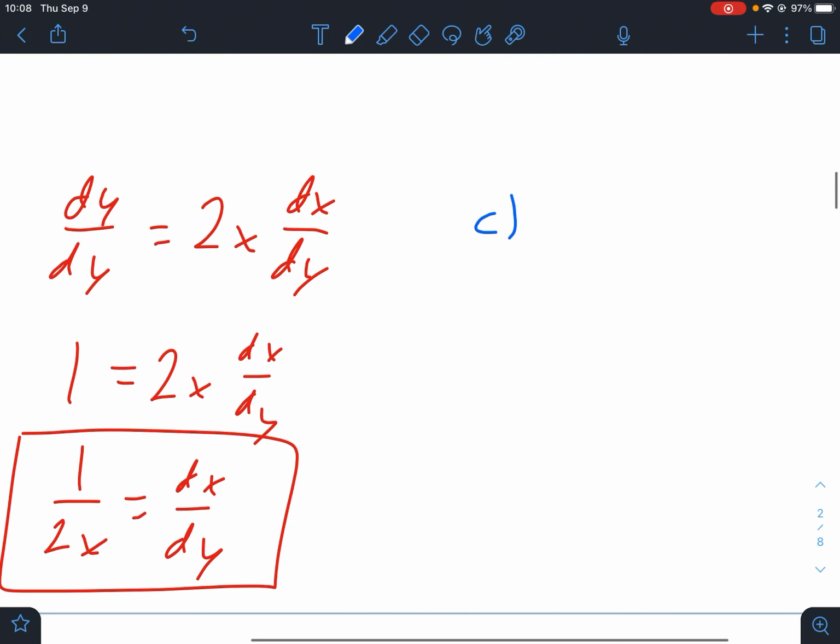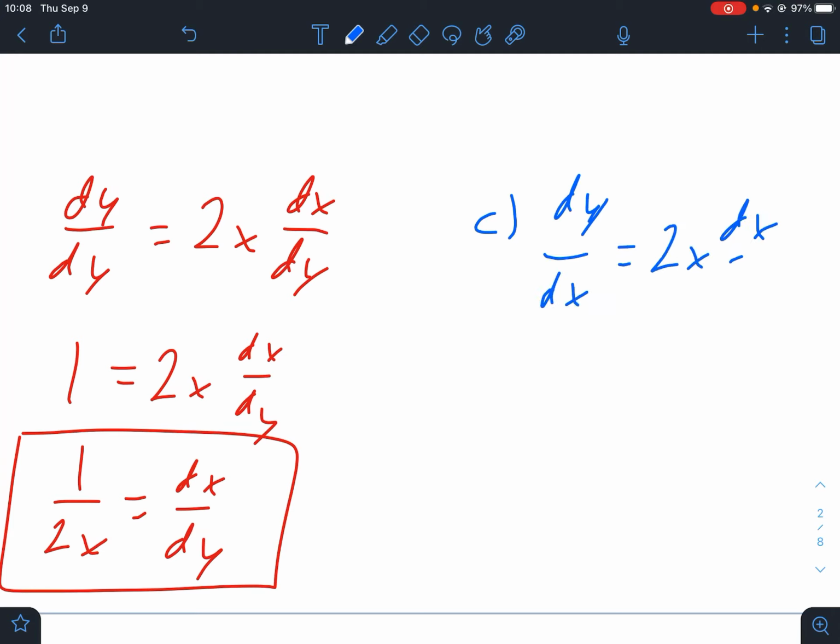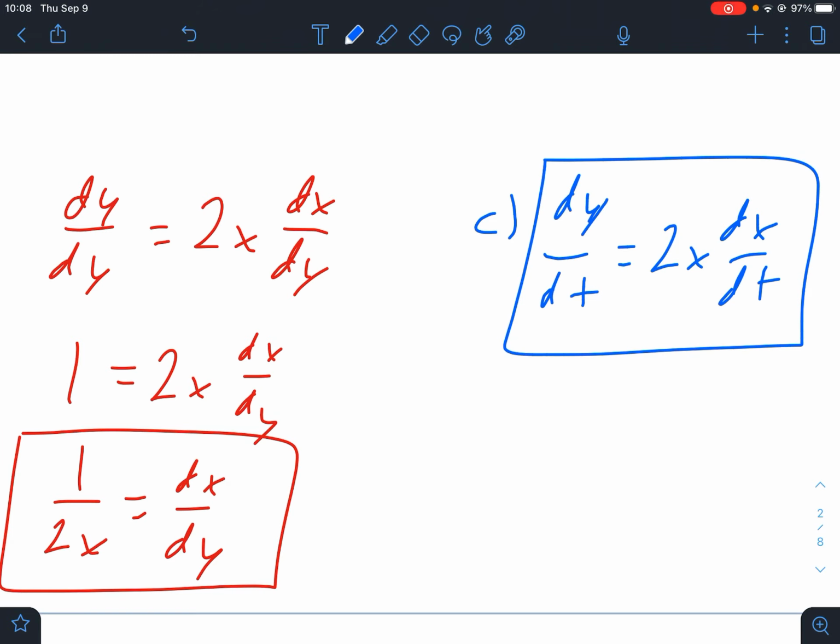And now with respect to t, here we get the derivative of y with respect to t equals 2x times the derivative of x with respect to t. And I wrote this one wrong right here. It's supposed to be dt. So dy/dt equals 2x dx/dt. And there's really nothing we can do with that. That's going to be our final answer there.